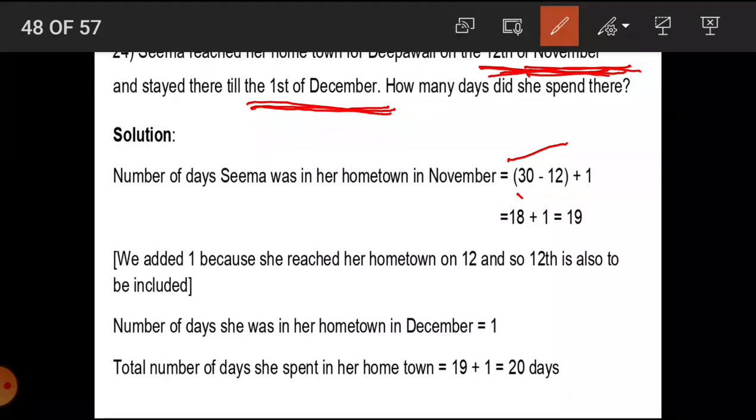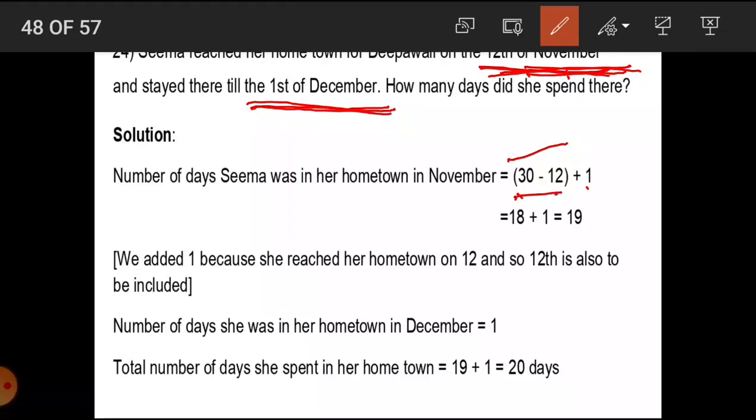On 12th November she reached over there. And till 30th November, that means 30th November also she was there in the town. So we will do plus 1. That is 30 days minus 12 days, that is 12th of November. As on 30th she was also there in the village, so we are going to add 1.